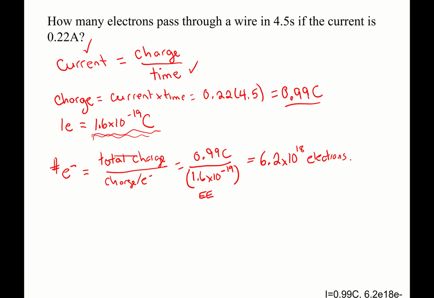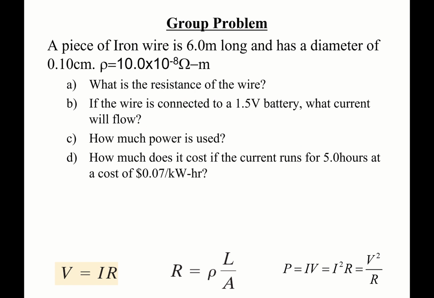Okay, so that's about every different kind of problem that I can think of that you could be asked to do for this chapter. So let me give you a problem for your active learning problem. So here you've got a piece of wire. I told you it's iron. It is 6 meters long, has a diameter of 0.1 centimeter. I give you the resistivity of the iron, and I ask you to find the resistance of the wire. And then if you hook it up to a battery, what current will flow, how much power is used, and then how much will it cost to run it for 5 hours at a cost of 7 cents per kilowatt hour. So you're going to do equations and calculations similar to what I did.